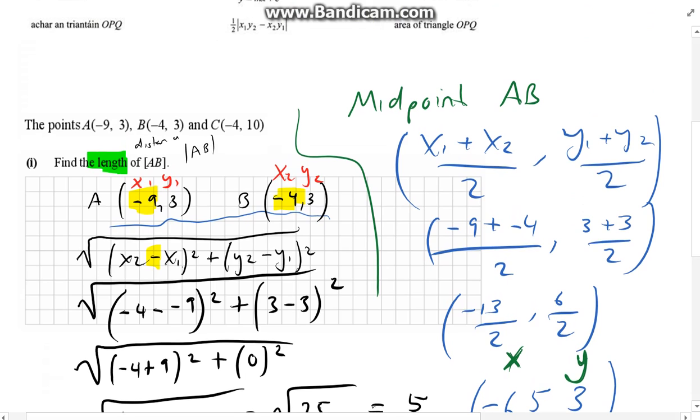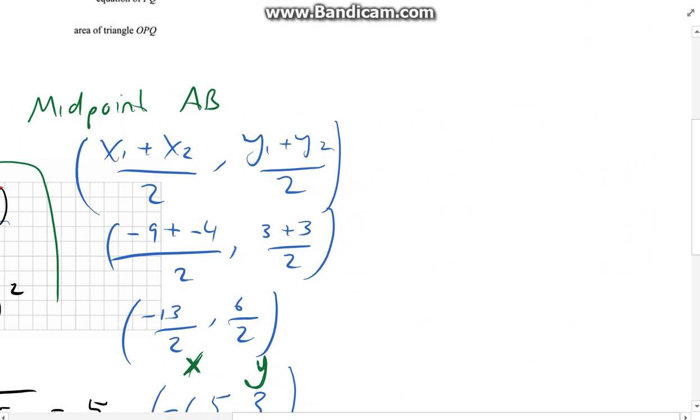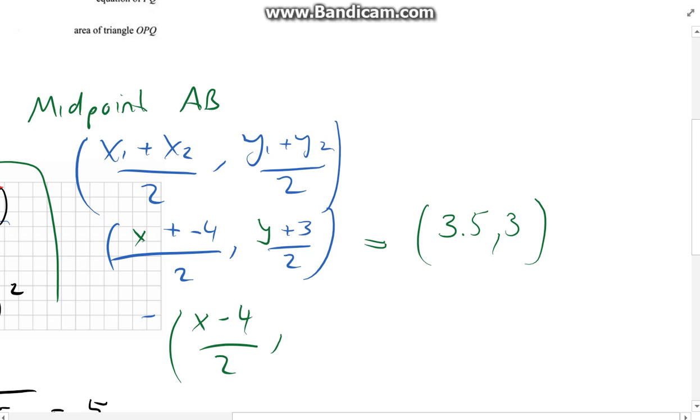Midpoint. Sometimes they might say to you, find the midpoint AB, but we didn't know our x1 and our y1 coordinates. So say we'll just get rid of this for a sec. x1 and y1 is not given, but we knew that the midpoint was equal to the point 3.5, 3. So we just call this x and we call this y. So you'd have x minus 4 over 2, comma y plus 3 over 2 equals 3.5 and 3.